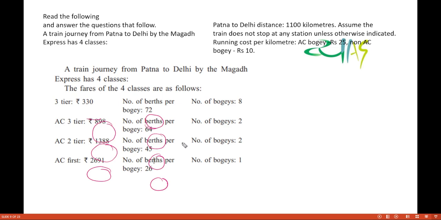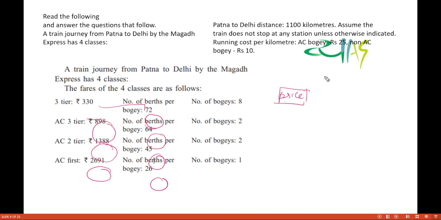Now in the previous question it is asking what is the maximum profit which the bogie is giving us. So you have to basically calculate what is the price we are getting when there is full occupancy. Okay, here you have to multiply, there is no other option.